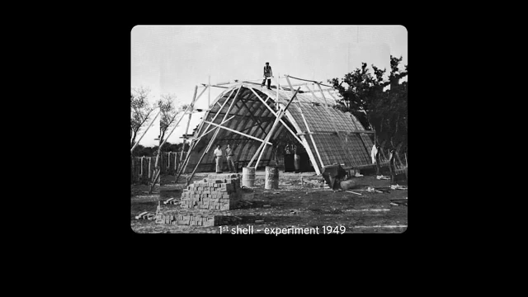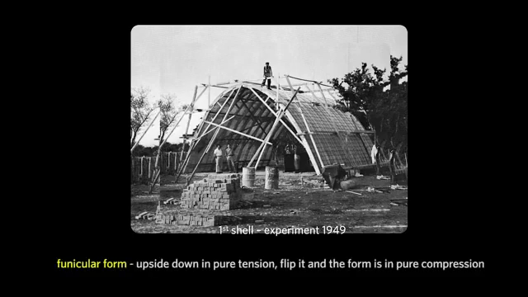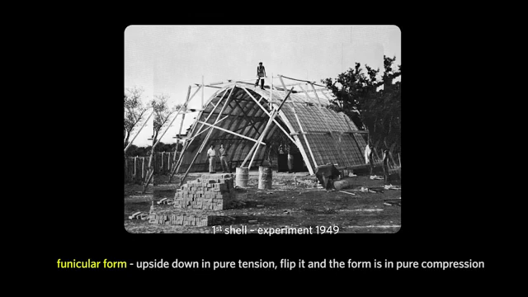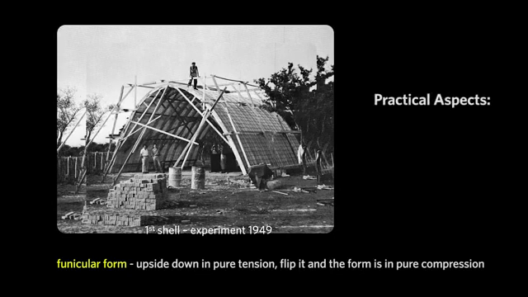So his first experiment was of a funicular form. A funicular form means that if you were to take this shell and hang it upside down, it would be in pure tension, so that if you flip it, now this form is in pure compression. And through this experiment, he learned a lot about the practical aspects of designing thin shell structures. He learned, for example, that the minimum practical thickness was 4 centimeters.